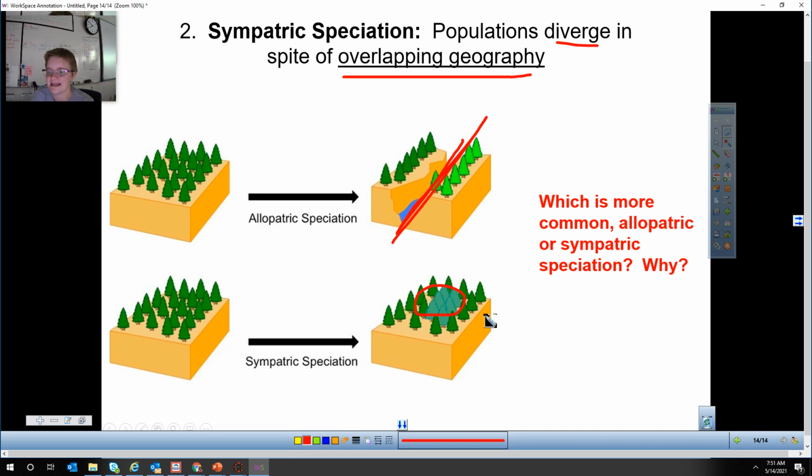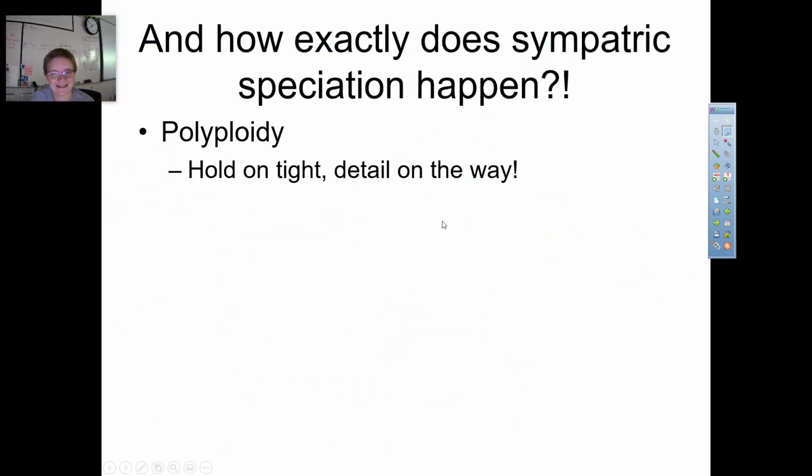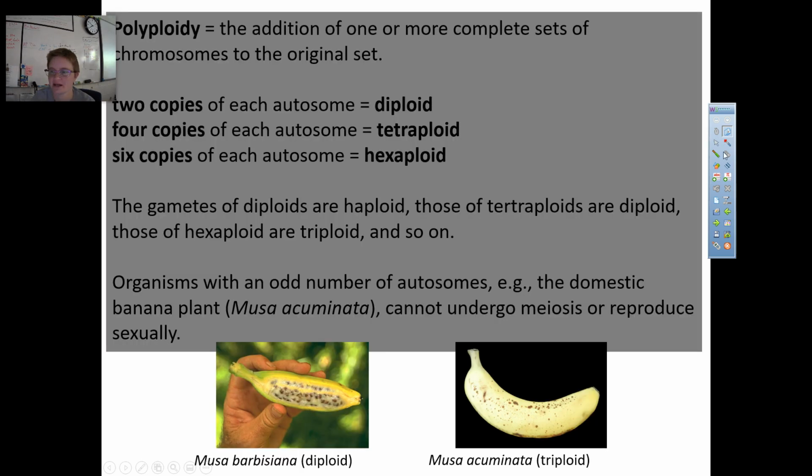And so that's actually pretty rare because if you think about it, remember, you have to become a new species by not being able to breed with the old species, right? So I think how easy it would be for these guys to just kind of keep breeding after a while. This is really hard, to get a new species in the middle of the old species. So how exactly does that happen? It happens through polyploidy. Okay, so we'll talk about polyploidy for just a minute.